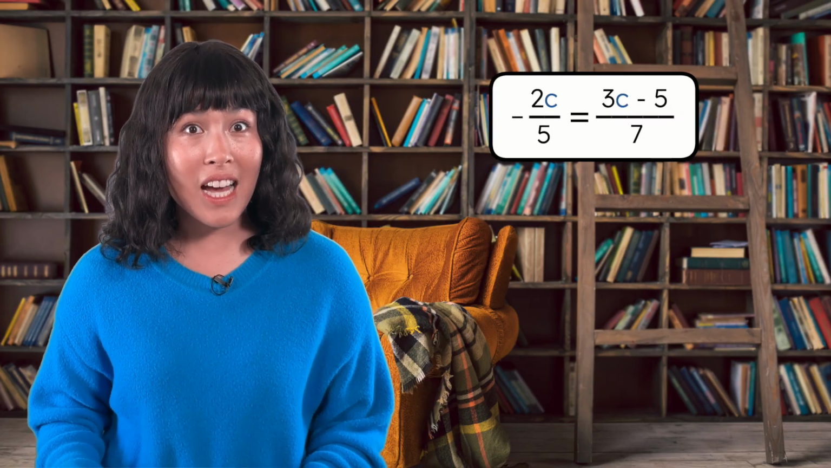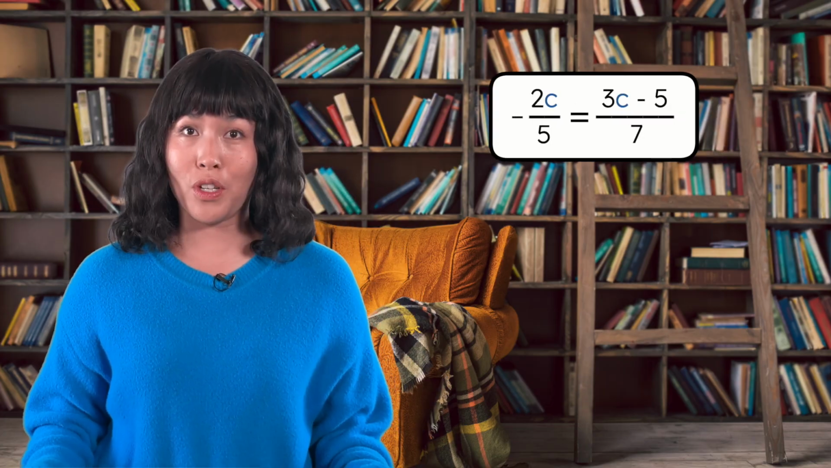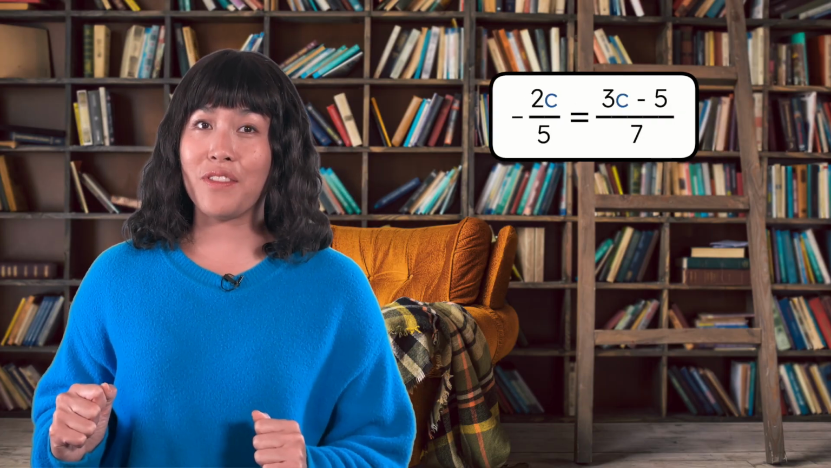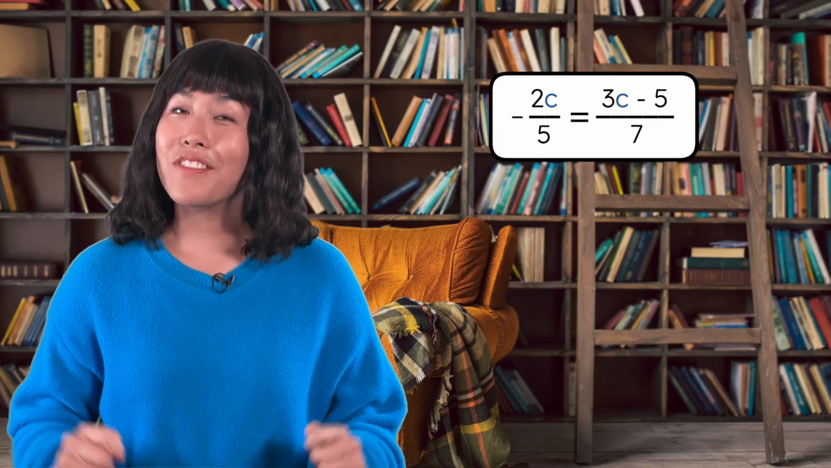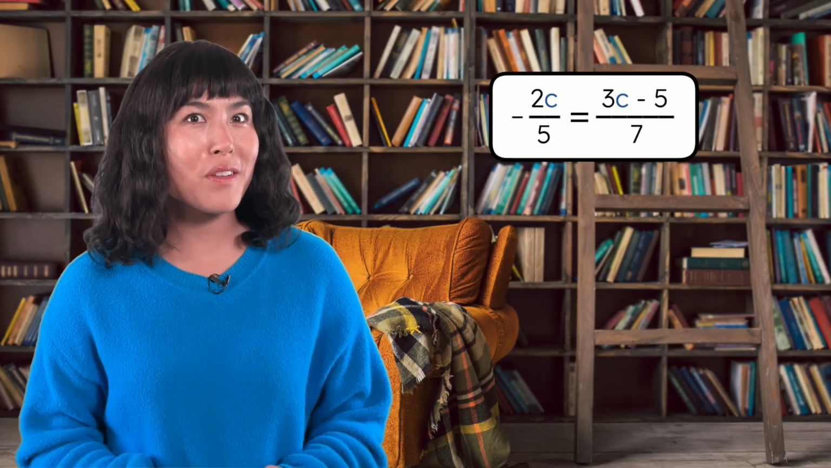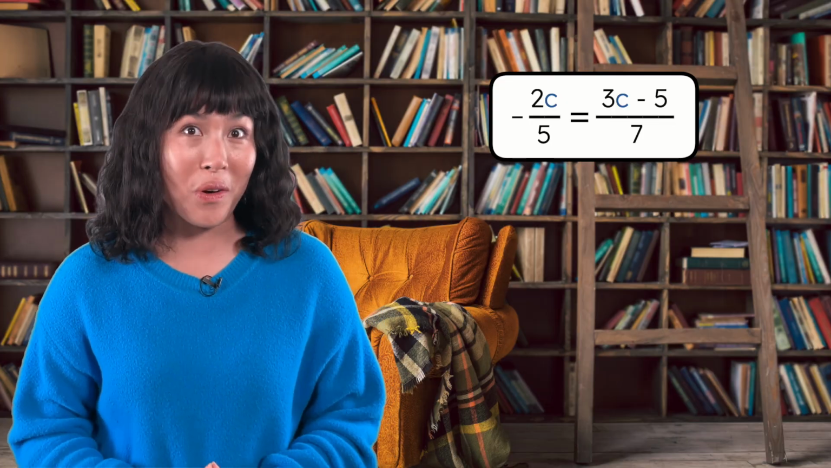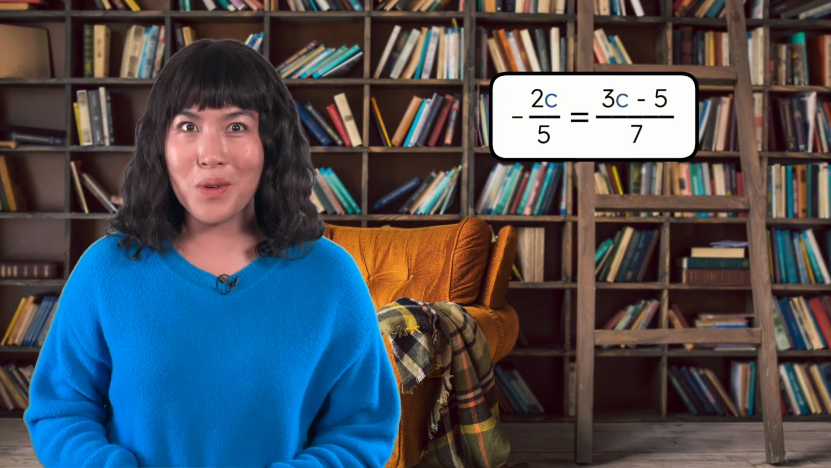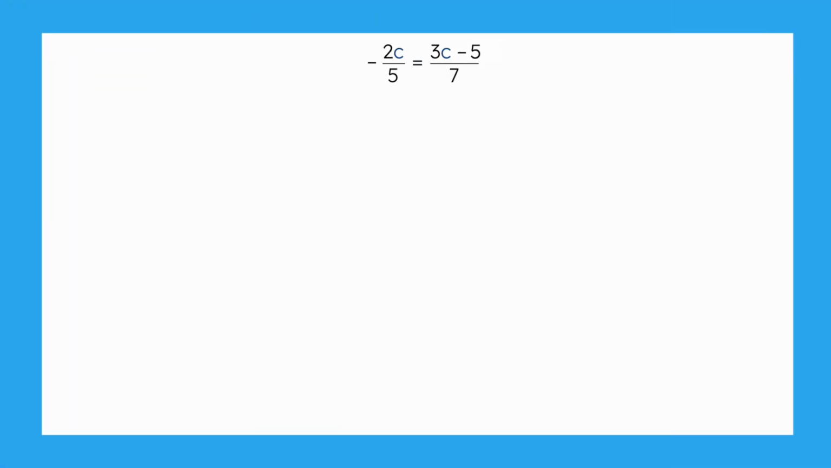That last proportion had a variable in an expression, but this proportion has two variable terms, one on each side of the equal sign. If you're feeling confident, go ahead and pause the video to solve this on your own. Otherwise, follow along with me. Negative 2c over 5 equals 3c minus 5 over 7.